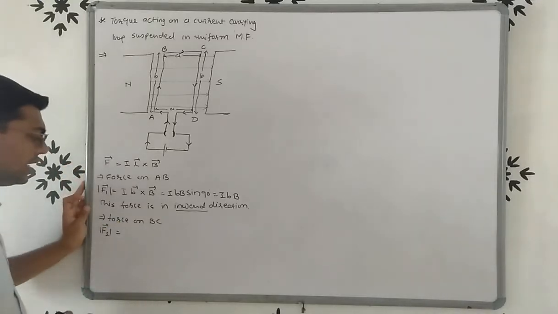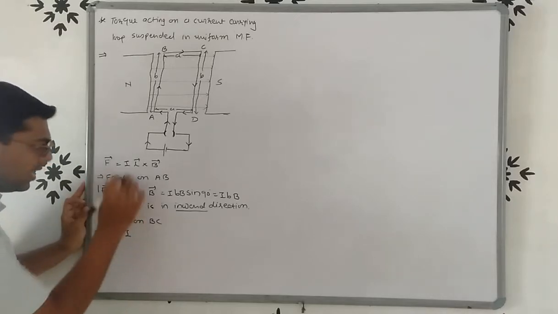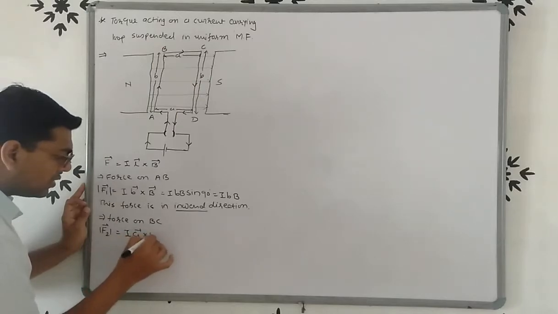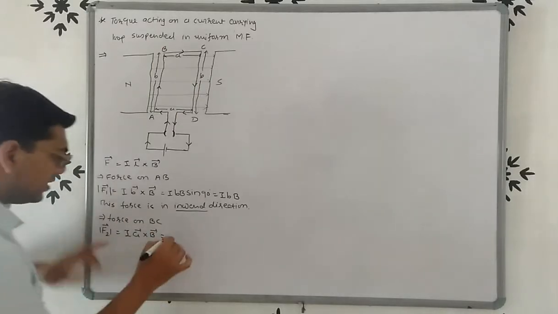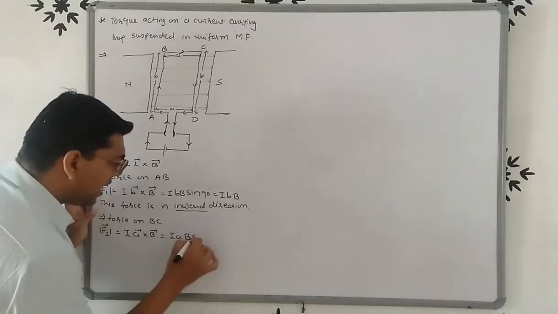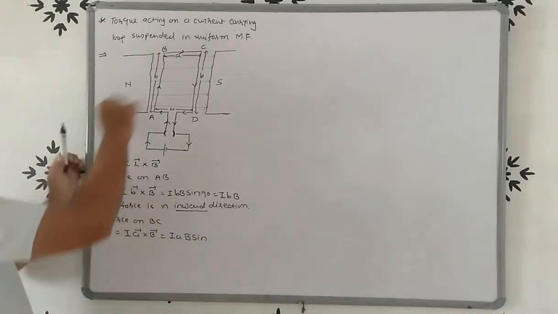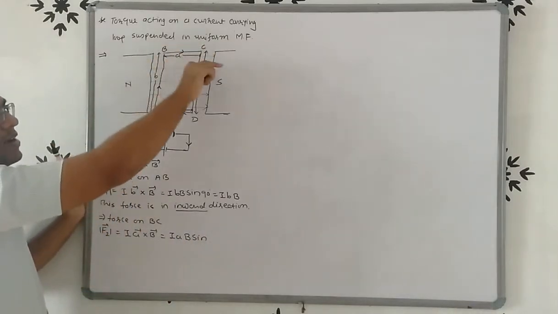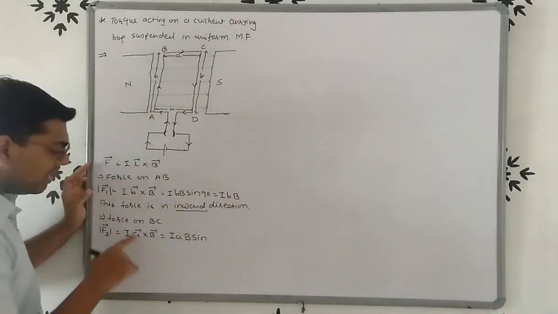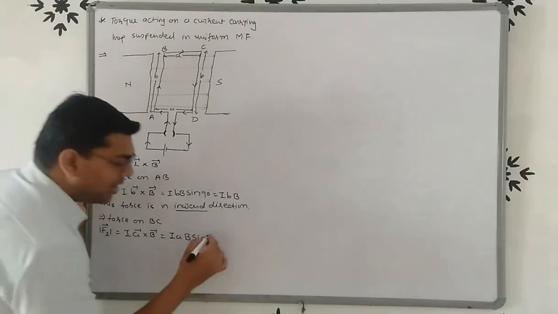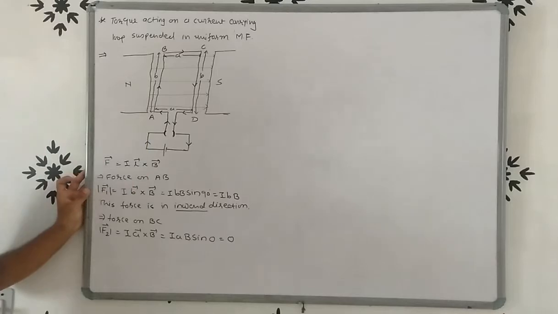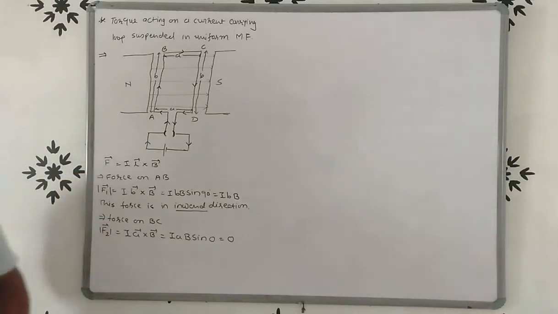So see here friends, once again, instead of L we have to write the length of BC, which is a. So the force is I a cross B. Now the equation will be I small a B sin of the angle between a and B. The length is in the right hand direction, and the magnetic field is also in the right hand direction. So the angle between a and the magnetic field will be 0 because the direction is the same. So the force is 0. So the force on BC is 0.